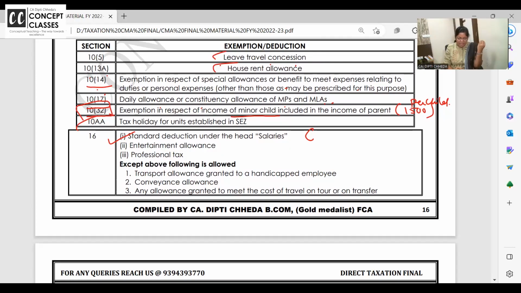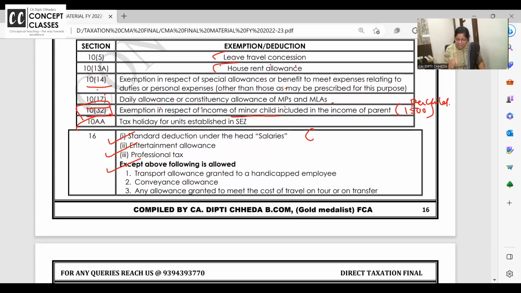Can you put it in the chat box? How much standard deduction is allowed in salaries? Anyone knows? Say. How much standard deduction is allowed? Whatever is your gross salary, you get only 3 deductions: standard deduction, entertainment allowance and PT. So these deductions will not be allowed if you are going for the new tax regime.